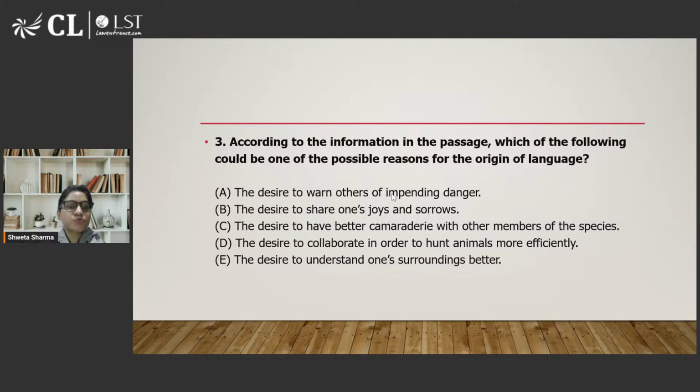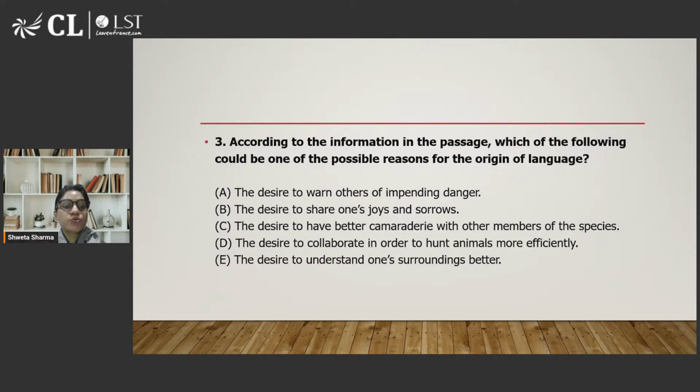I think it's a good time to start discussing this question. Not a very tough question, guys. According to the information in the passage, which of the following could be the most possible reason for the origin of language? So basically, the human of the ancient time, of course, could have used another way, but he used language in a certain manner only. So why was he using language in a certain manner? That is what the question is about.